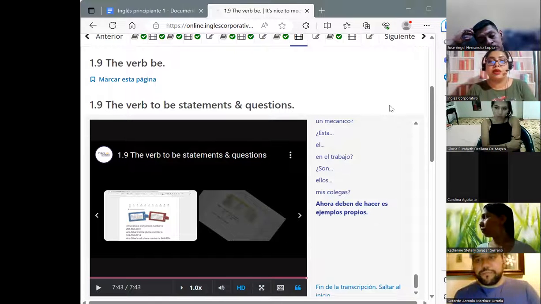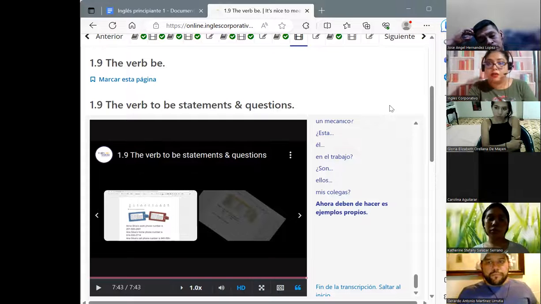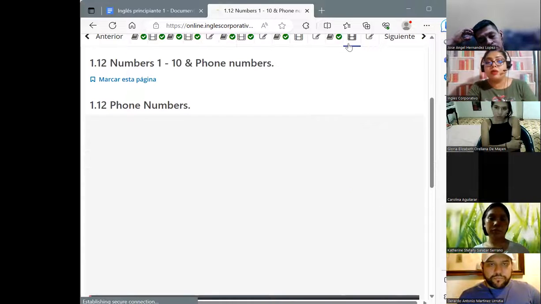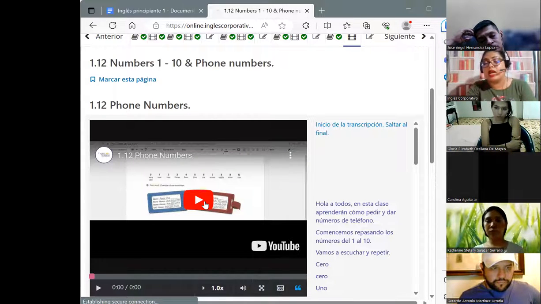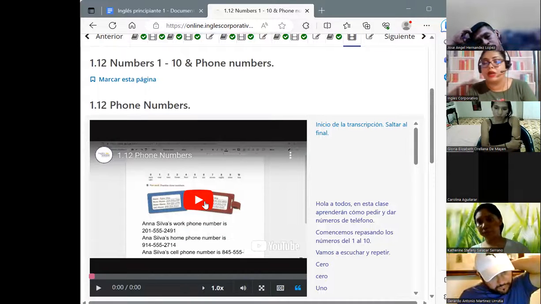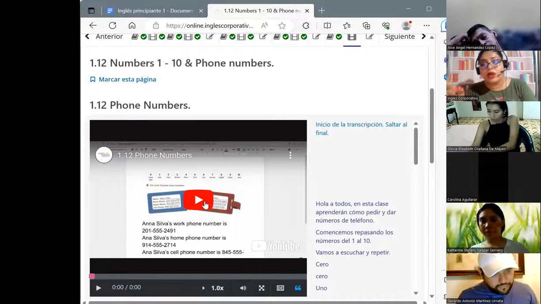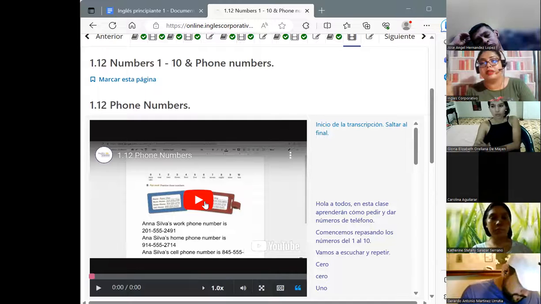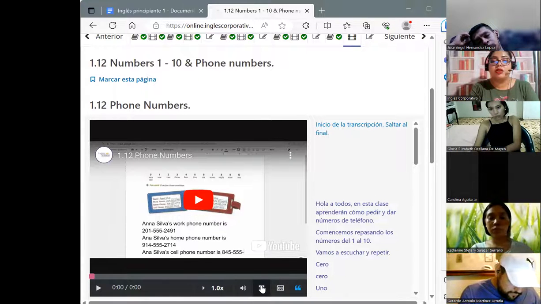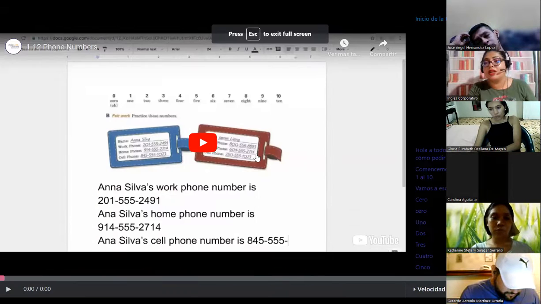And the last thing that we are going to see is the use of the numbers. Vamos a ver lo del número, en este caso, 1 to 10. Es el número del 1 al 10 y cómo funciona el deletreo del número en Estados Unidos, ya que no es igual al que nosotros hacemos acá en nuestro país. In our case, we use two numbers. Utilizamos dos números para decir nuestro número telefónico. En cambio, en Estados Unidos lo hacen de otra manera. But we are going to see how it is this form.